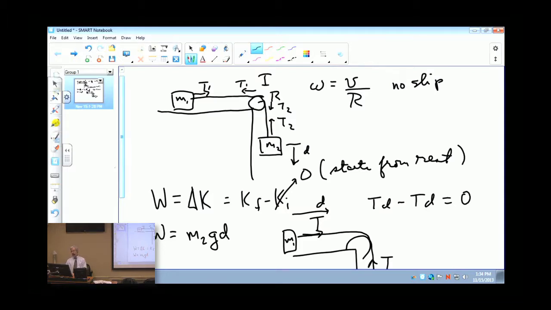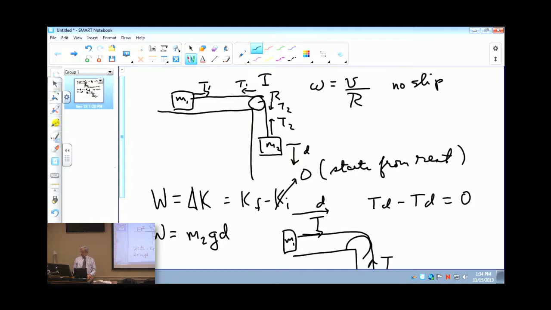Another way of thinking about it is to look at the potential energy. There's no friction. I should say there's no kinetic friction. There is static friction, but static friction does no work. Why does static friction do no work? Yeah, there's nothing moving. It's static. There's no distance over which it's displaced.